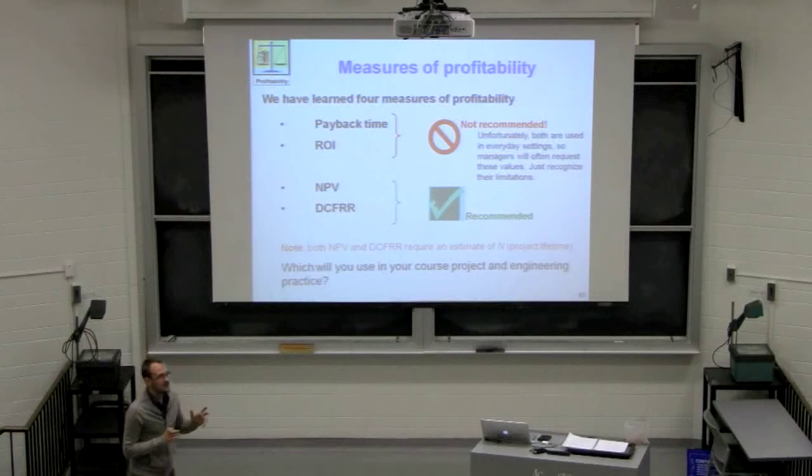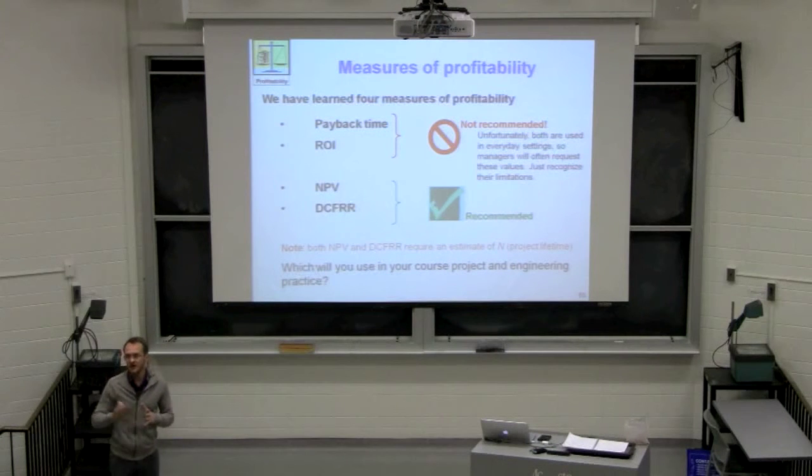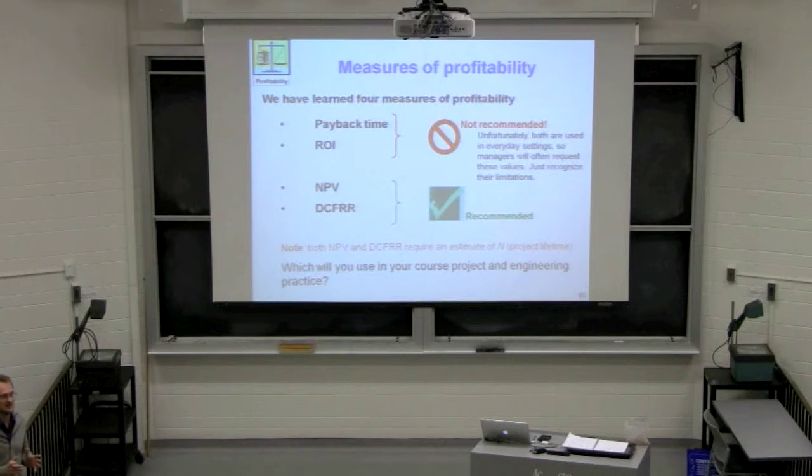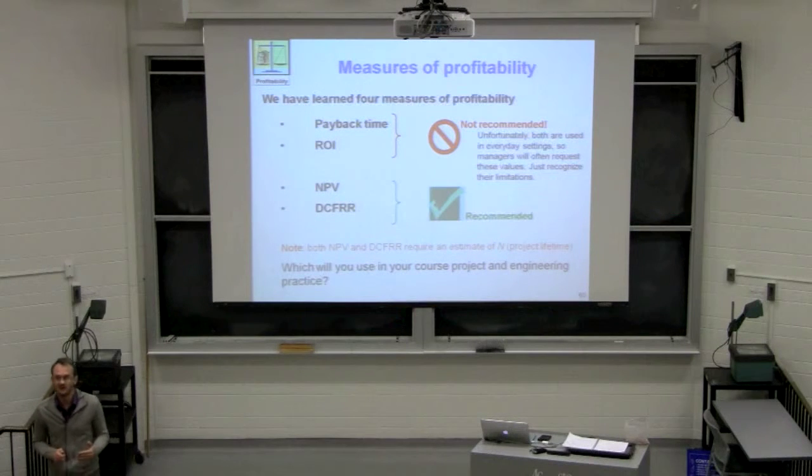DCFRR is a number that we use to simply ensure that we're above what our company's acceptable investment criterion is. So projects that meet those two criteria are projects that we will pick. We don't like to use ROI and we don't like to use payback time because they don't account for the time varying value of money. Okay, that's the key reason.